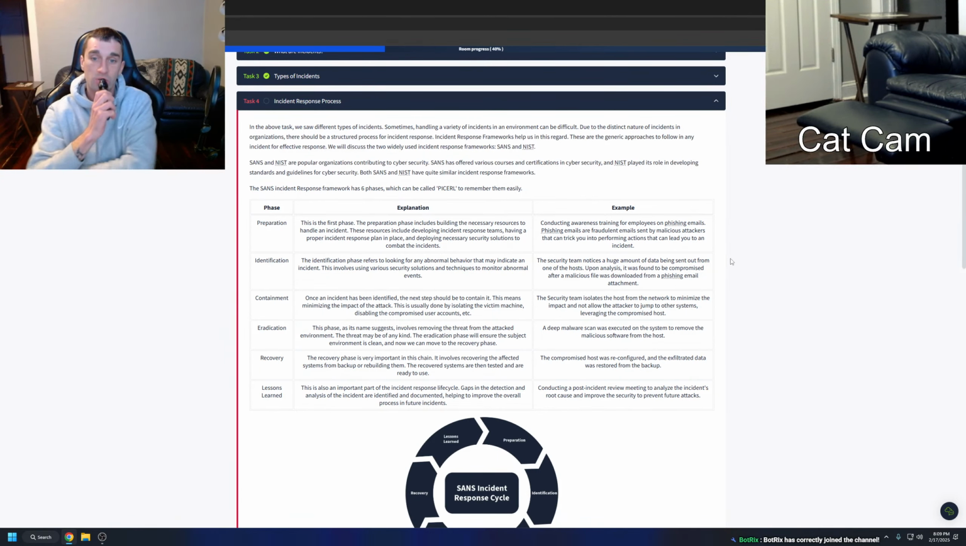We will discuss the two widely used incident response frameworks, SANS and NIST. SANS and NIST are popular organizations contributing to cybersecurity. SANS has offered various courses and certifications in cybersecurity, and NIST played its role in developing standards and guidelines for cybersecurity. Both SANS and NIST have quite similar incident response frameworks. The SANS incident response framework has 6 phases, which can be called by an acronym to remember them easily.